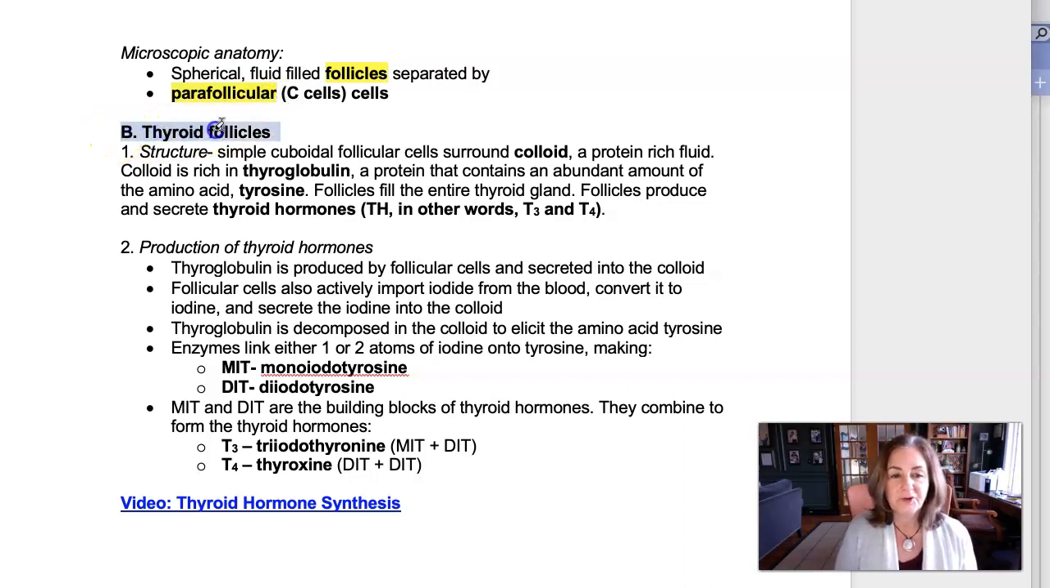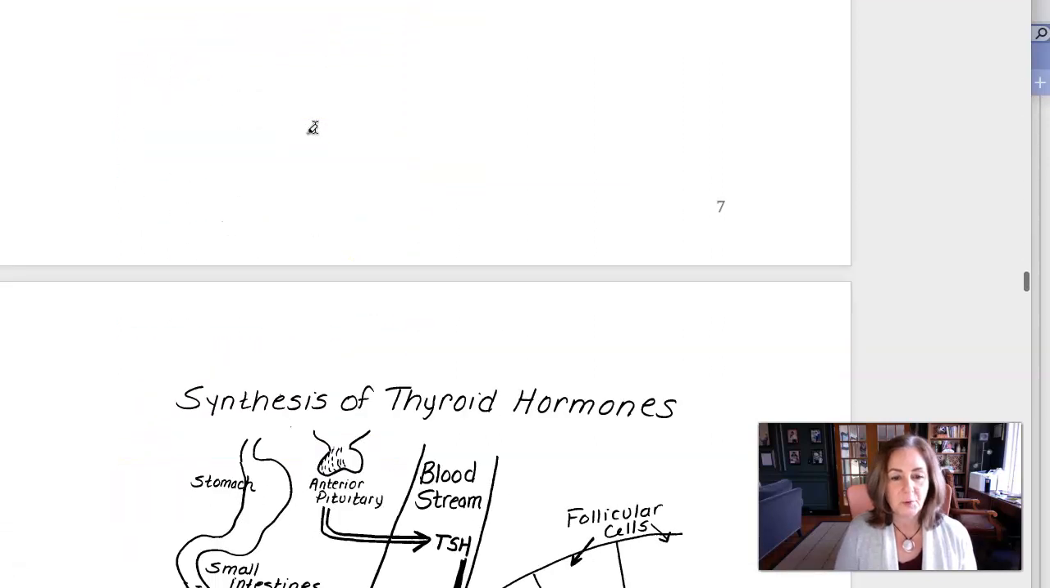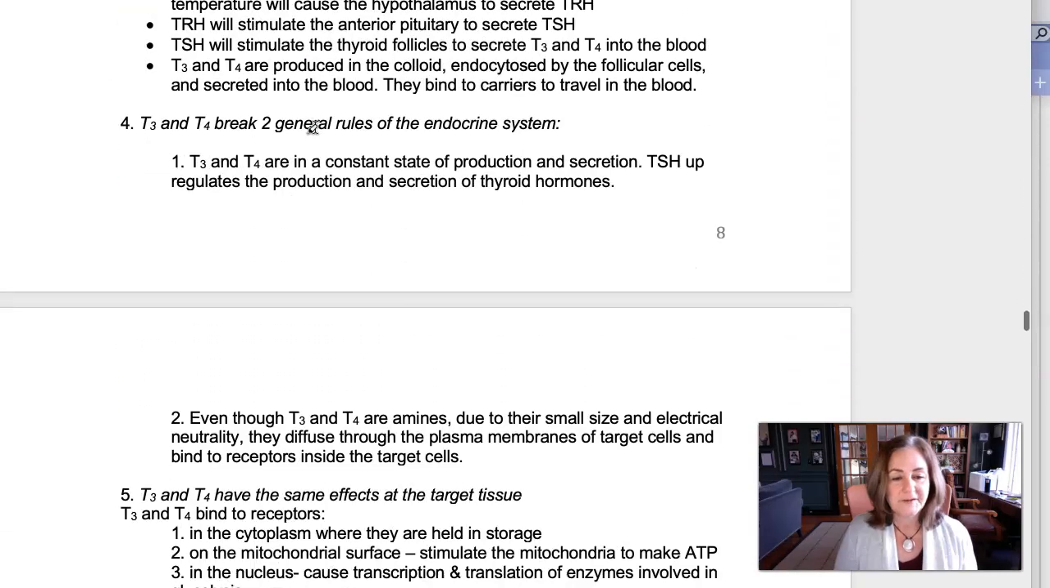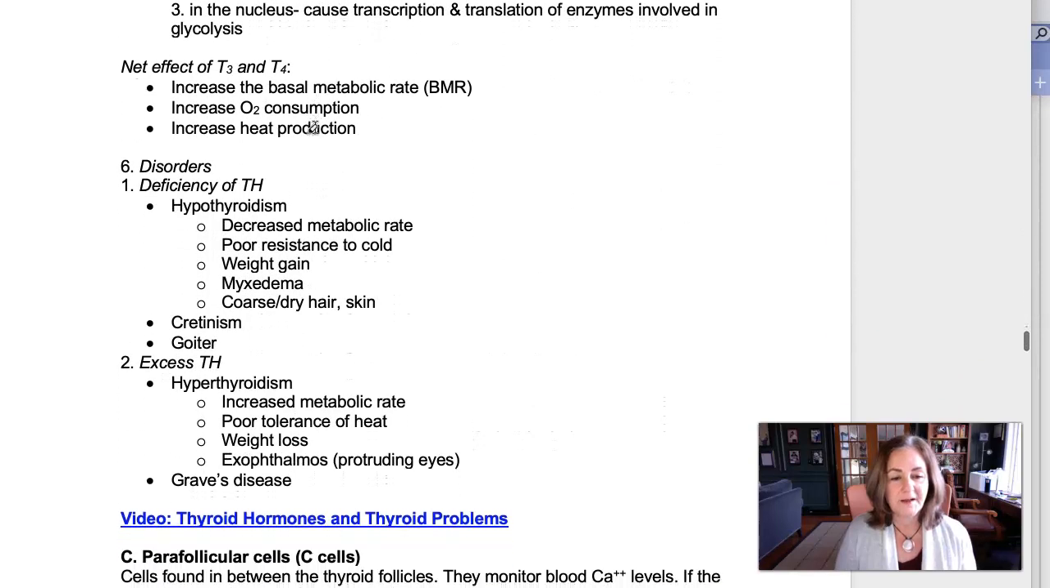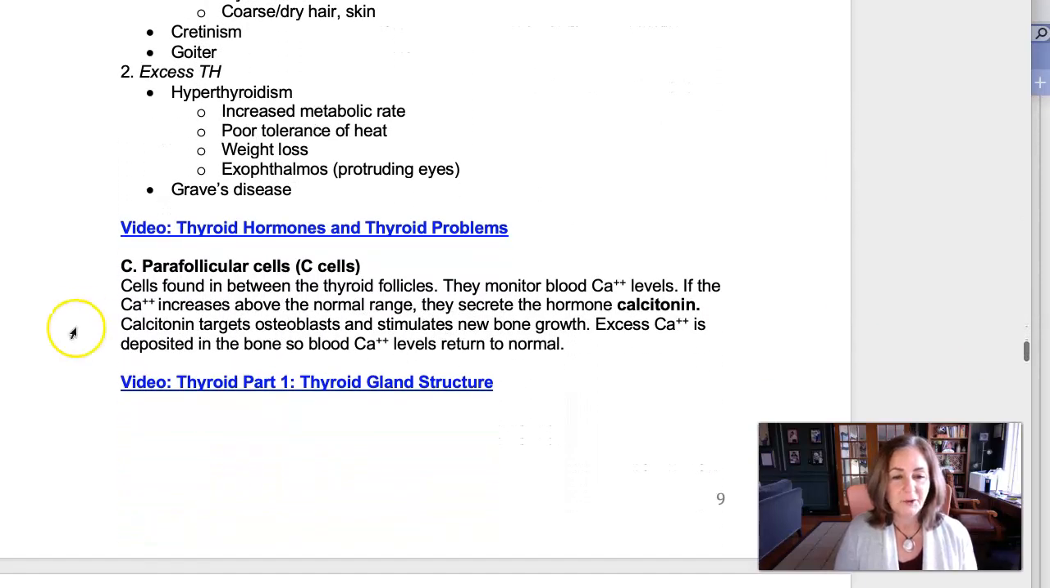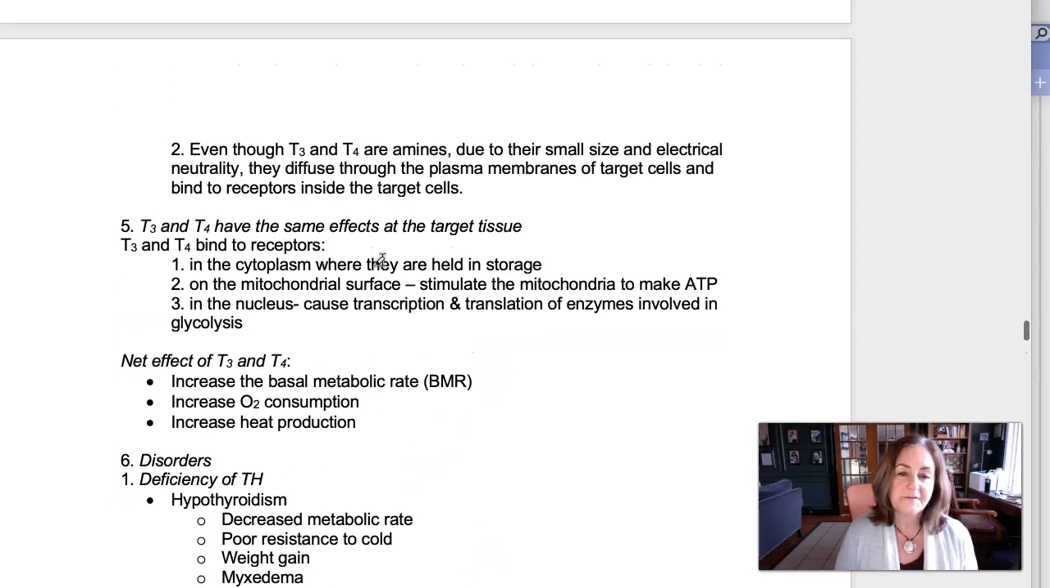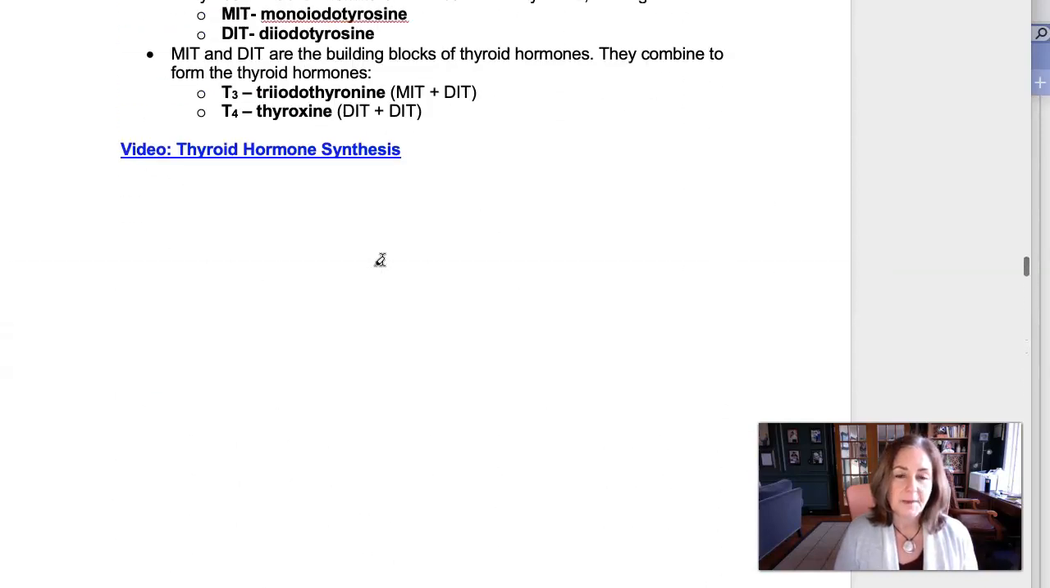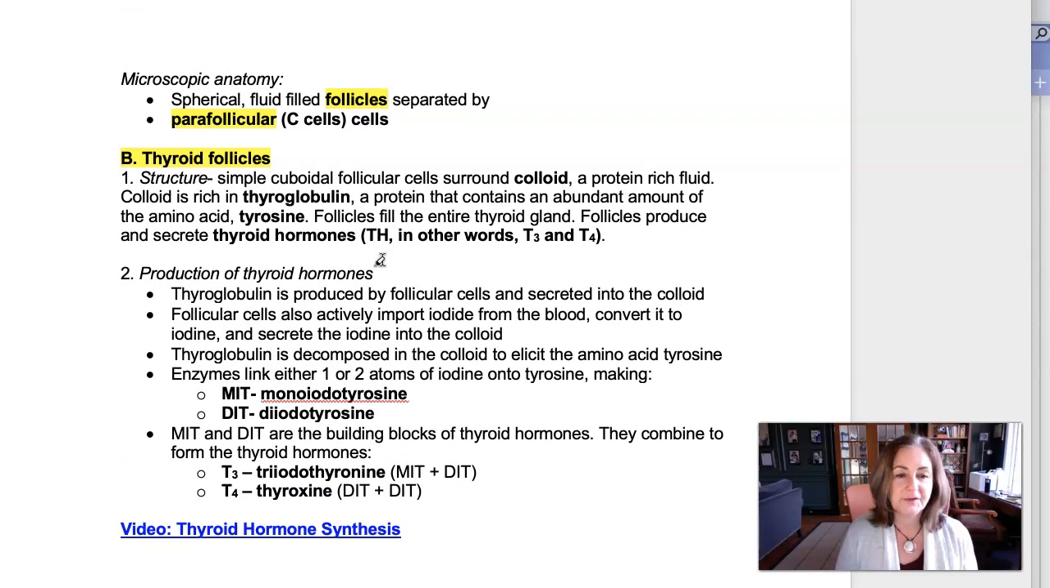So in the notes, what I do is I start talking about the thyroid follicles. And just to show you my organization here, all of this information is about the thyroid follicles. And it's not until page 9 where I start talking about the parafollicular cells. So let's just focus on the follicles, and then we'll come back and look at the parafollicular cells.